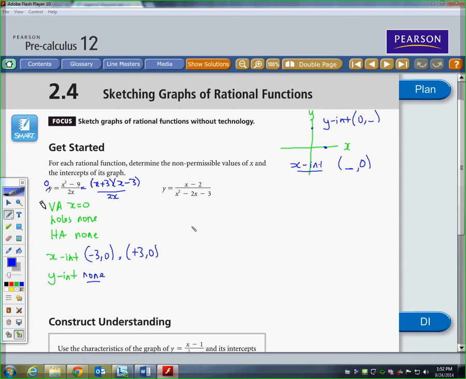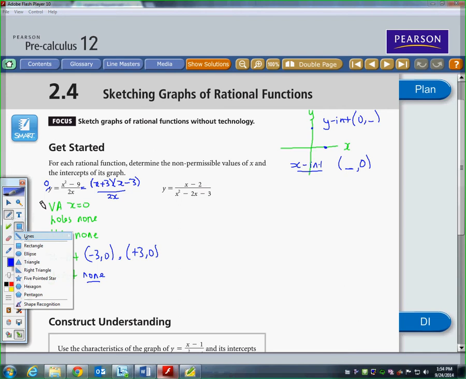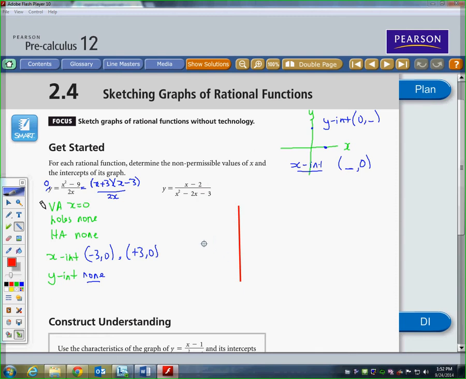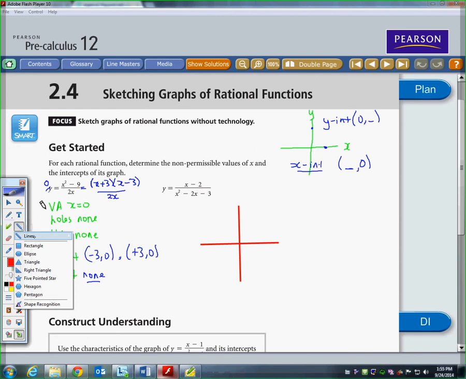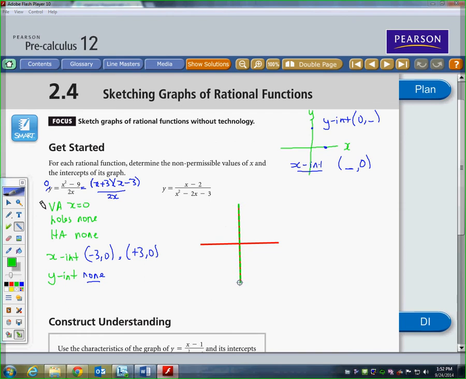So now we're going to make a little sketch of this first one and see what we have so far. There'll be my one axis, my other axis, and a dashed line, maybe I'll make it green, for my asymptotes. I have a vertical asymptote at x equals 0, so I'll add that little green line over there. I don't have any other asymptotes, and I don't have any holes. I have an x-intercept at negative 3 and at positive 3.